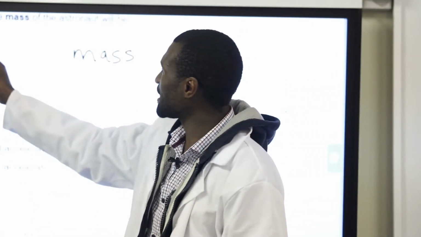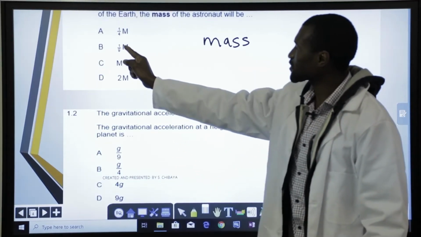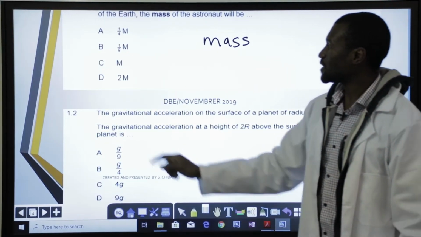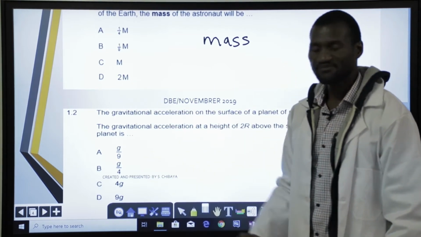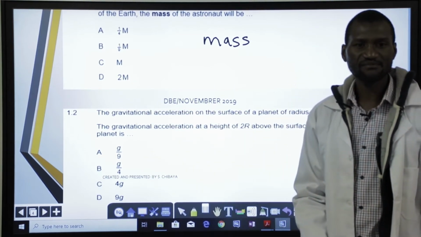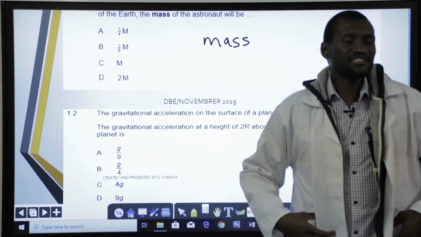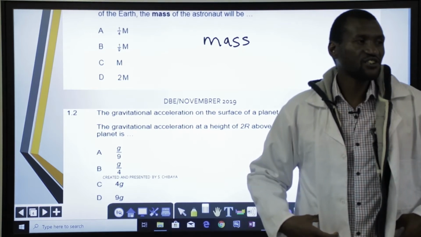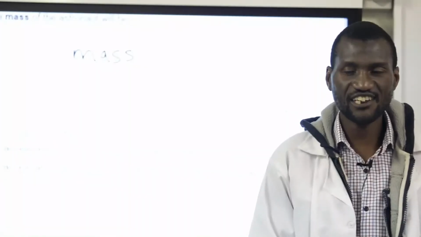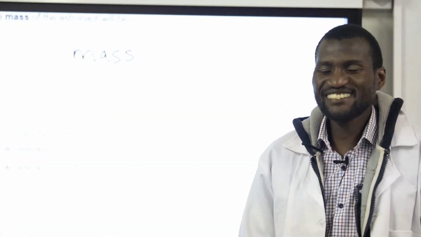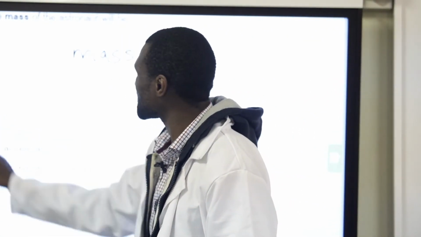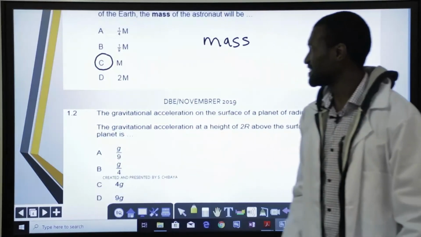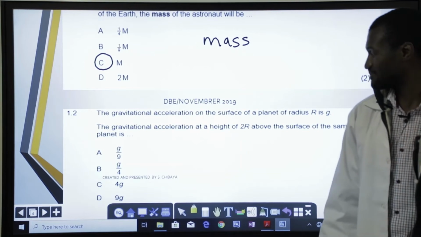Will it be 1/4 m? Will it be 1.9 m? Will it be equal to m? Or is it 2m? Think about it. Does the amount of matter in a substance change when you change your position? Obviously, mass has to remain the same. So our answer for this question is C. The mass is equal to m.